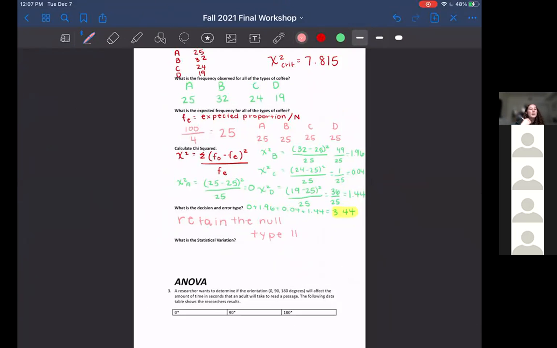Okay, so can anyone tell me why it's retain the null? Emily: it is not greater than 7.815. Perfect. Yeah. So our calculated number was smaller than our critical number. So that means that we would reject, or I mean, sorry, retain. We would retain. So since we're retaining the null, that means it's always type 2 error, right? Okay. Does anyone have any questions on the decision?